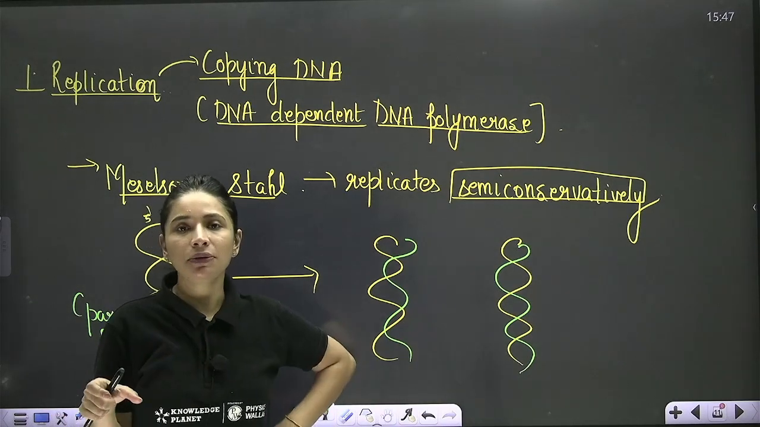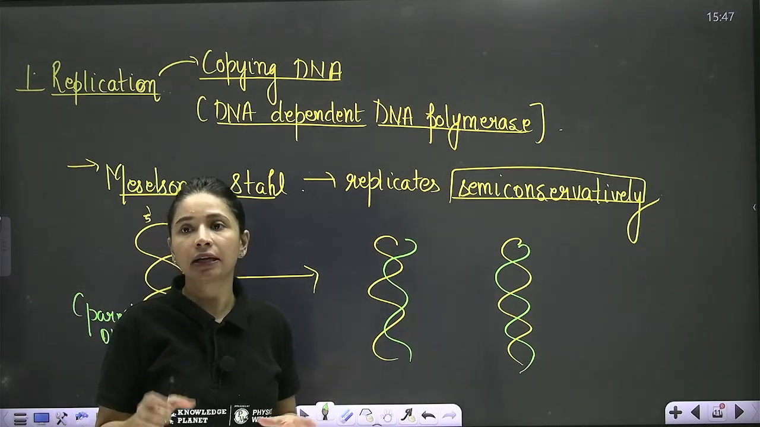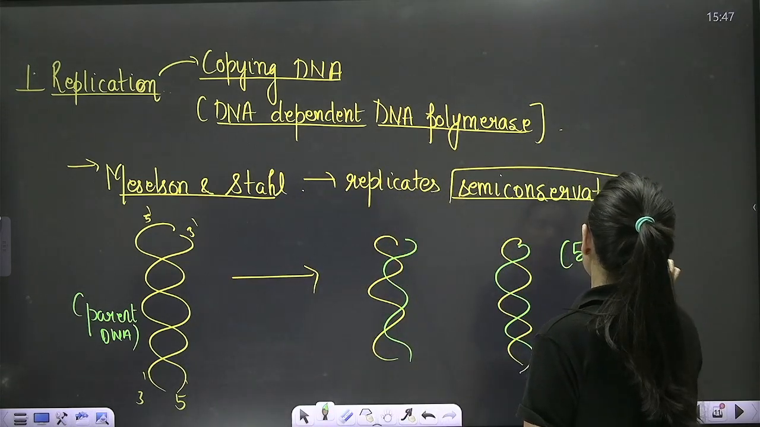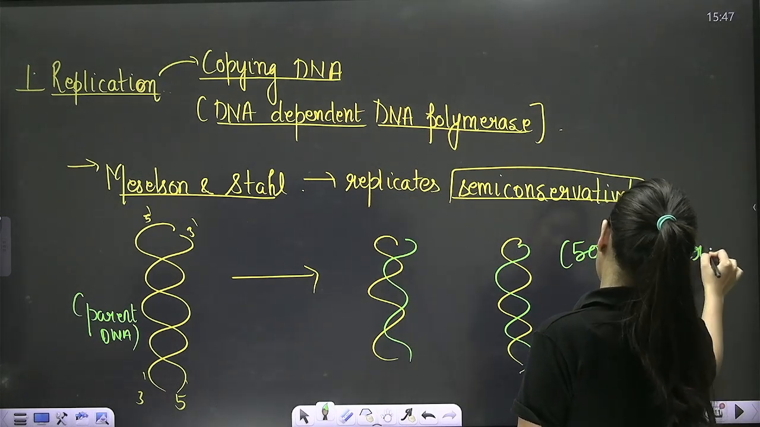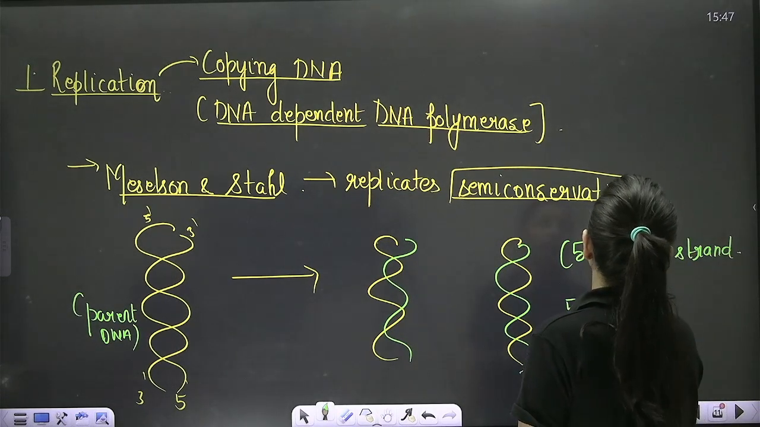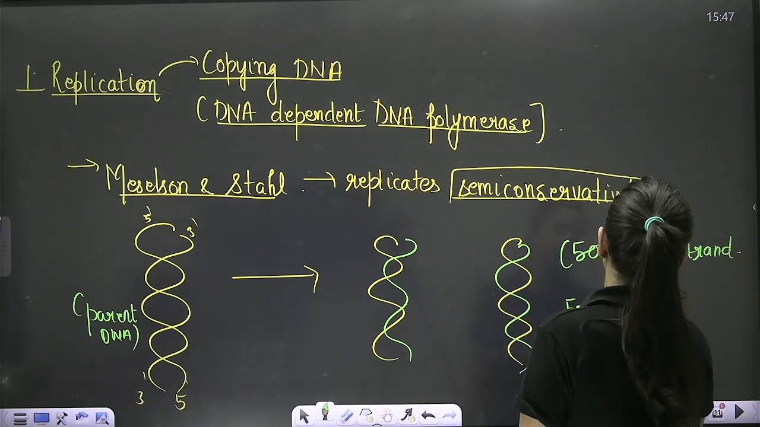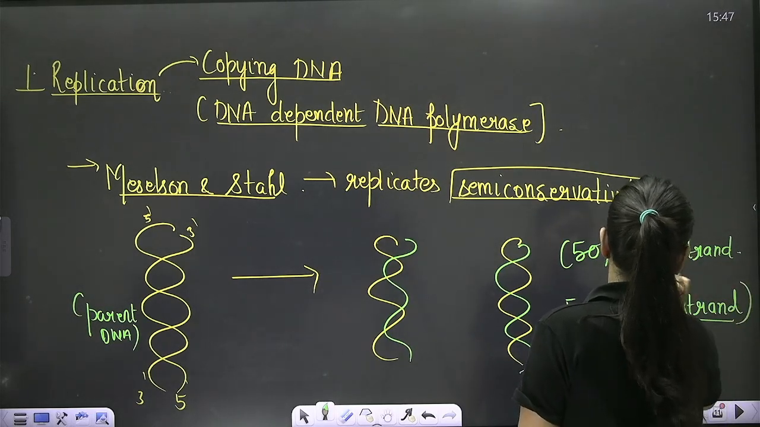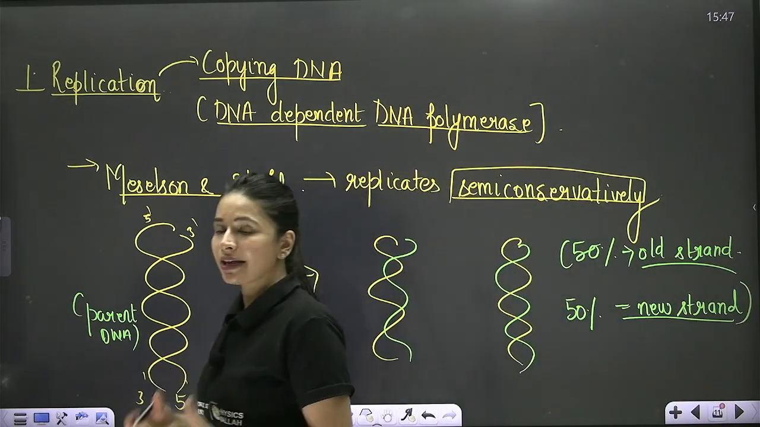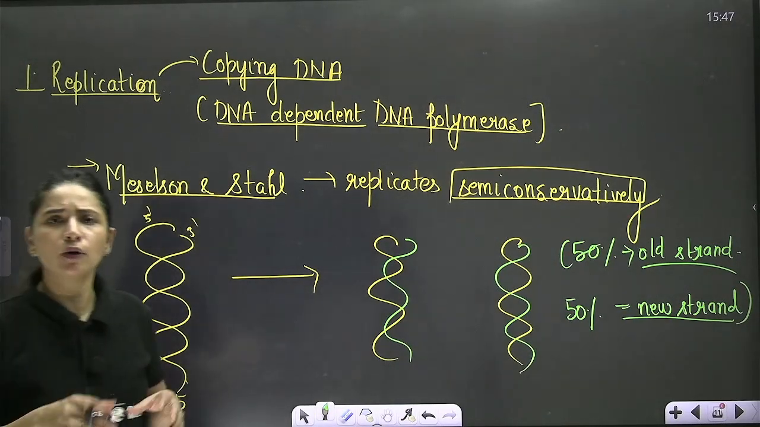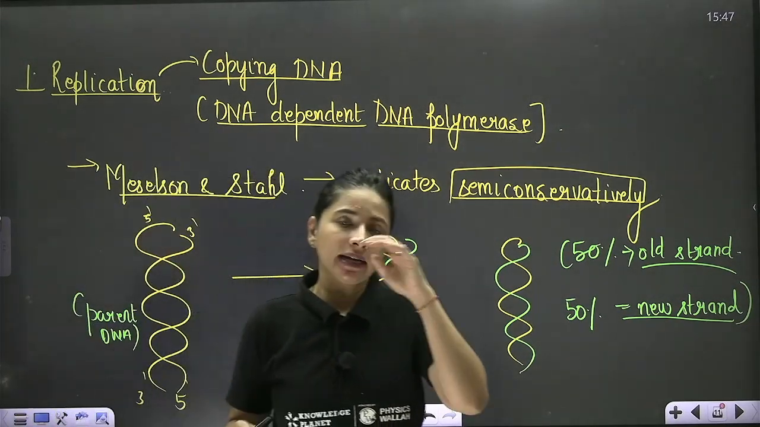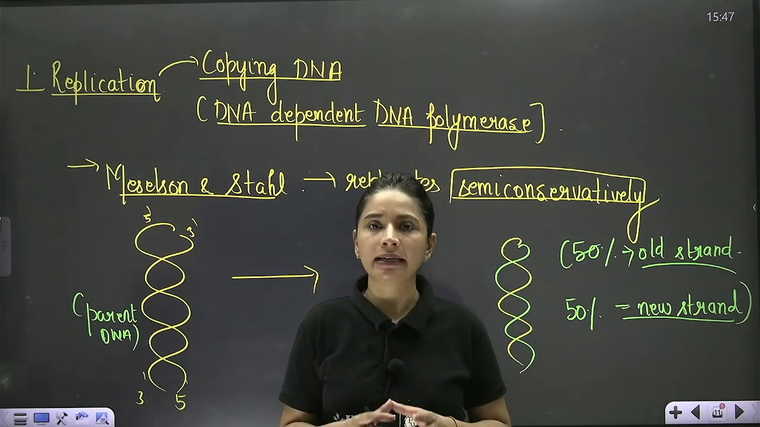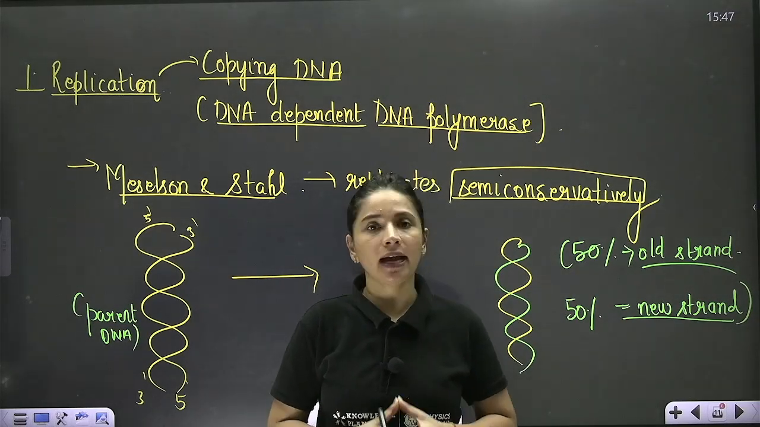This is known as semi-conservative replication. That means daughters have 50% old strand from the parent and 50% new strand. So this is the semi-conservative replication, and be it prokaryote or eukaryote, everywhere DNA is going to replicate in the same manner, and it was clearly proved experimentally by Meselson and Stahl.